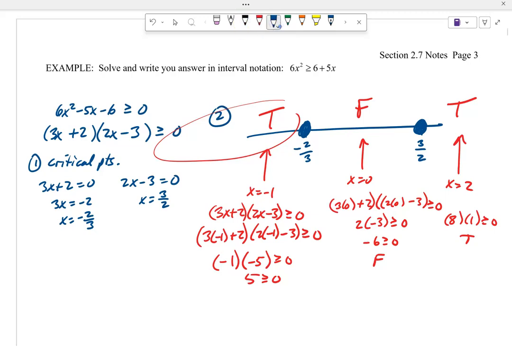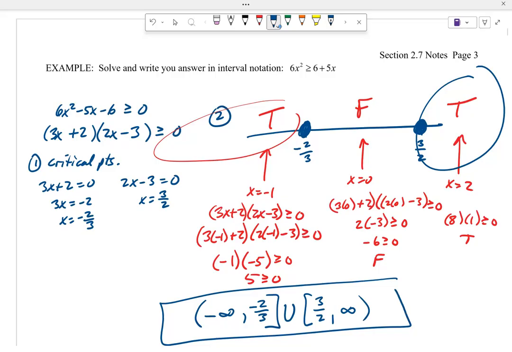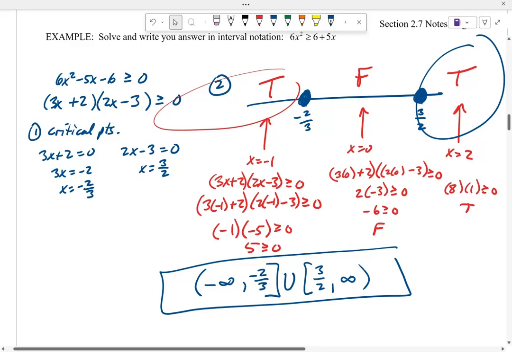Let's write our solution here. Negative infinity up until negative 2/3. But remember, we're including the negative 2/3. And then we're taking off again from 3/2, but we're including the 3/2 to infinity. Okay? And that's where this is greater than or equal to 0.